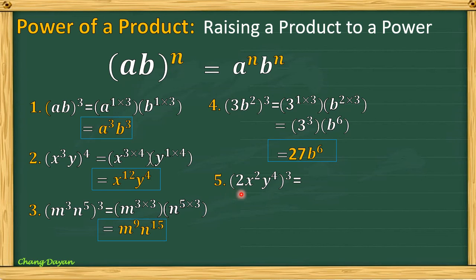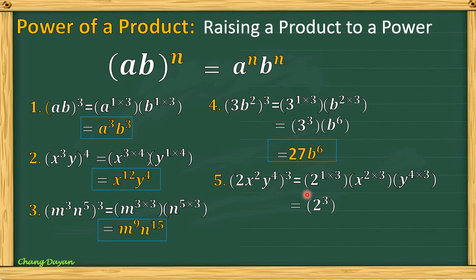Number 5, 2x squared, y to the 4th, open and close parenthesis, raised to the 3rd power. Unahin natin ang numerical coefficient. Ang kanyang exponent dito ay, katulad ng sinabi ko kanina, kapag walang nakikita, yan ay may exponent na 1. Multiplied sa exponent na nasa labas. That is 3. Next, exponent ng x ay 2. Multiplied sa exponent na nasa labas. That is 3. Samantalang ang y ay may exponent na 4, multiplied ulit sa exponent na nasa labas na 3.